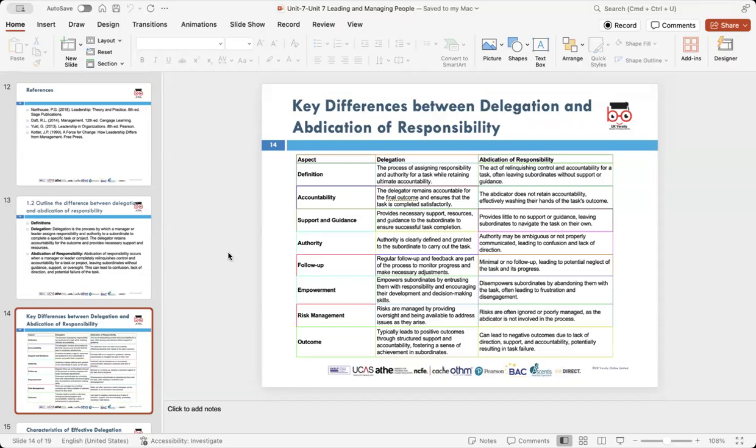In abdication, the manager gives up both control and accountability, leaving the employee to figure things out alone without proper support or direction. This often leads to poor performance and frustration. Delegation leads to positive outcomes through structured support, while abdication can cause task failure due to lack of oversight and responsibility. Any questions regarding delegation or abdication?